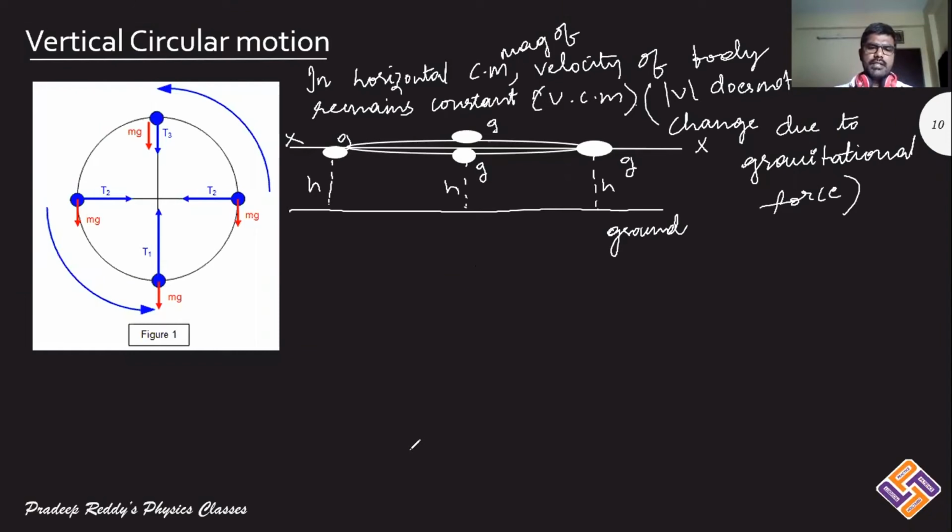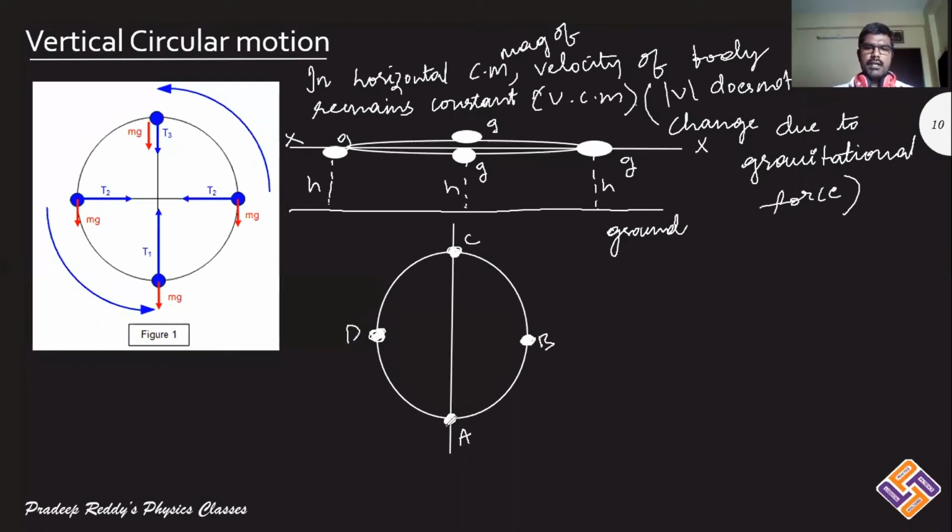But when we deal with vertical circular motion, the body will be moving in the vertical path. This is along the y direction. Initially, the mass will be here. It goes to this height, and then from here it goes to this height, and then again it comes back to this height. Finally, it comes to the main position. This is position A. It goes to B, it goes to C, and then it comes to D, and finally it comes to A.